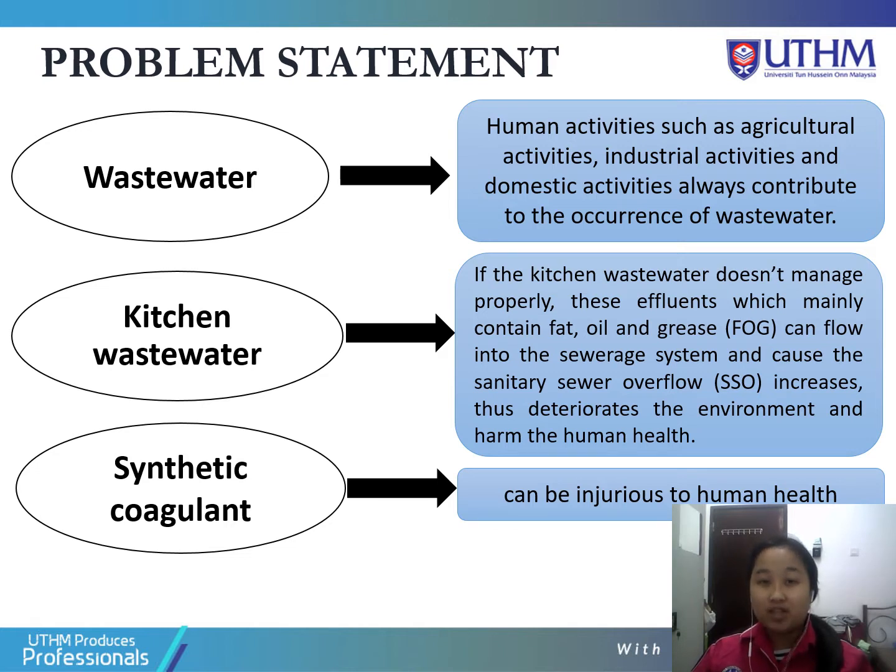Second, kitchen wastewater. If the kitchen wastewater is not managed properly, this effluent, which mainly contains fat, oil, and grease (FOG), can flow into the sewerage system and cause sanitary sewer overflow, which can deteriorate the environment and harm human health. And last is synthetic coagulant, which can affect and cause injuries to human health.